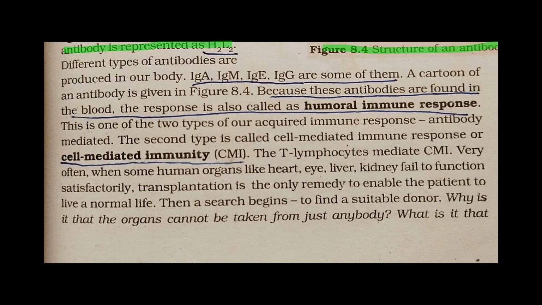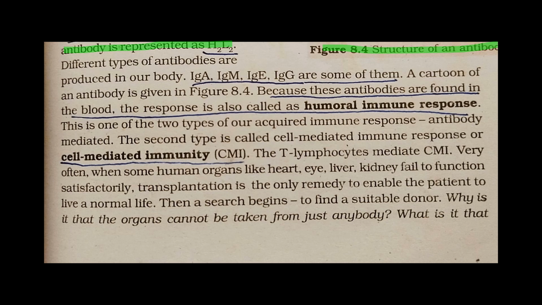Different types of antibodies are produced in our body. IgA, IgM, IgE, IgG are some of them. A cartoon of an antibody is given in figure 8.4. Because these antibodies are found in the blood, the response is also called humoral immune response. This is one of the two types of our acquired immune response, antibody-mediated. The second type is called cell-mediated immune response or cell-mediated immunity, CMI. The T lymphocytes mediate CMI.